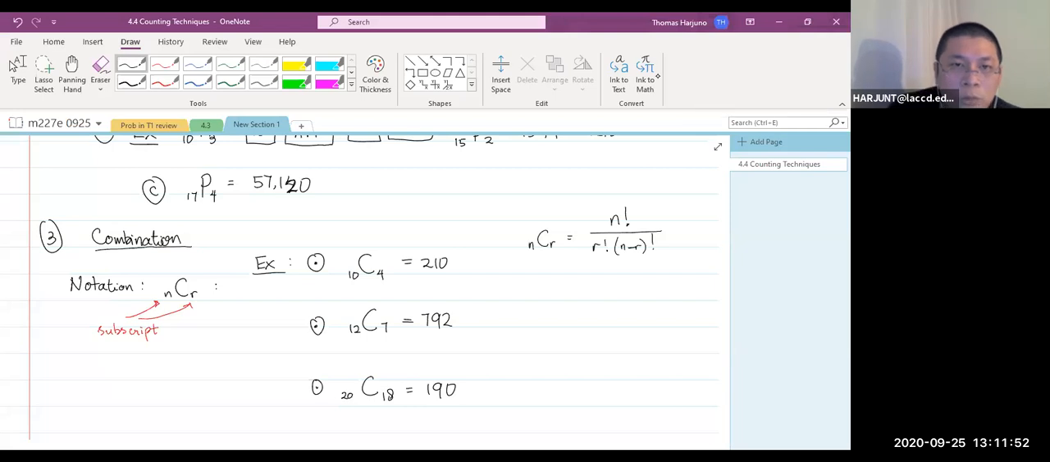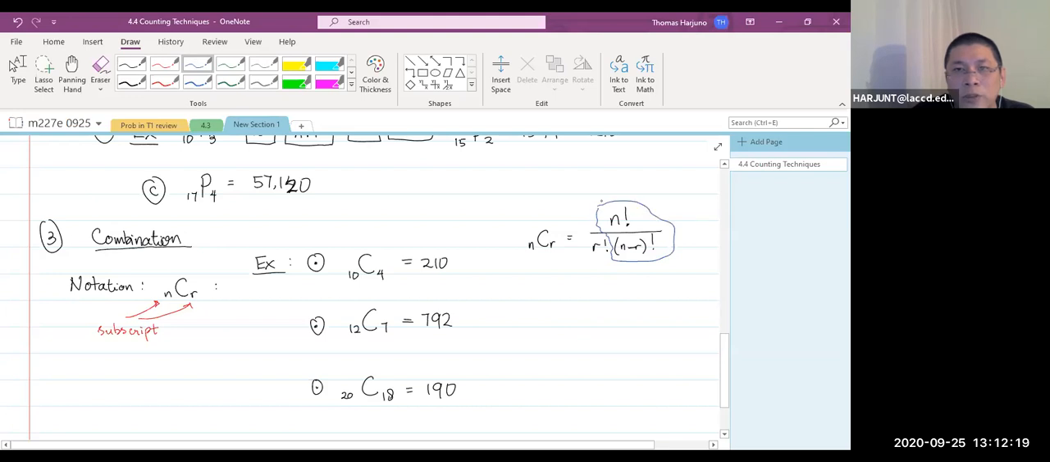I forgot to record it. Well, anyway, I forgot to record earlier, but you try to figure out. It's very similar to nPr, except that you use that nCr option instead. Now, what nCr means by formula, that's n factorial over r factorial times n minus r factorial. So you see this portion here is basically the permutation portion.